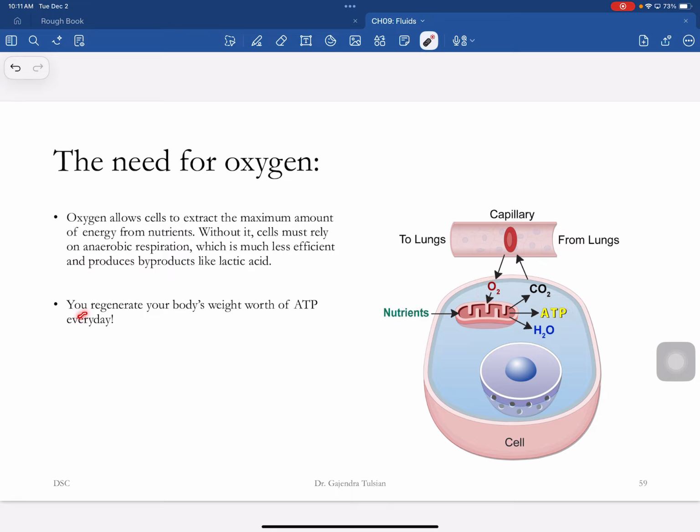Here's an amazing number. After you use up the energy from ATP molecules, they become ADP, and then they have to be regenerated. Look at this number. You regenerate your body's weight worth of ATP every day. So if you're 150, 160 pounds, you're regenerating 160 pounds of ATP molecules every day. So that system had better not break down.